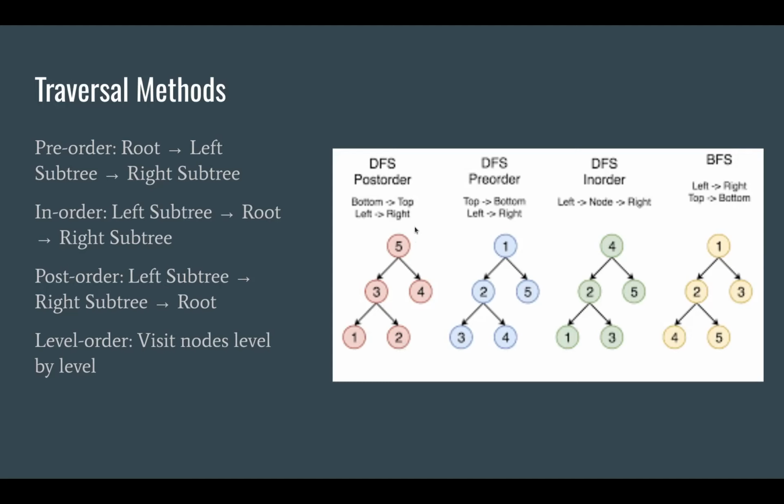And level order is when you visit nodes level by level, starting from the root, which is great for breadth first searches. So you'll visit first the root, and then 2, 3, then 4, 5.